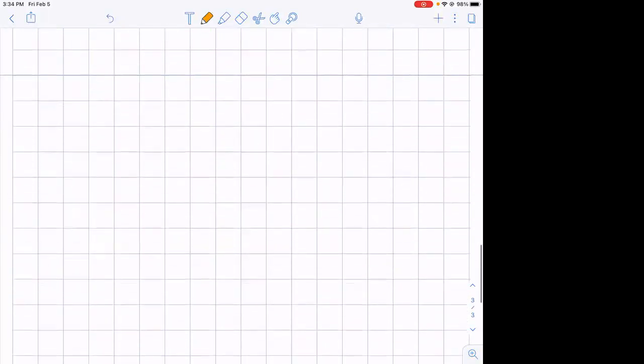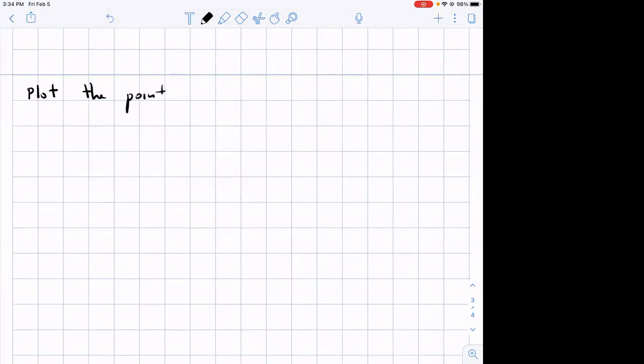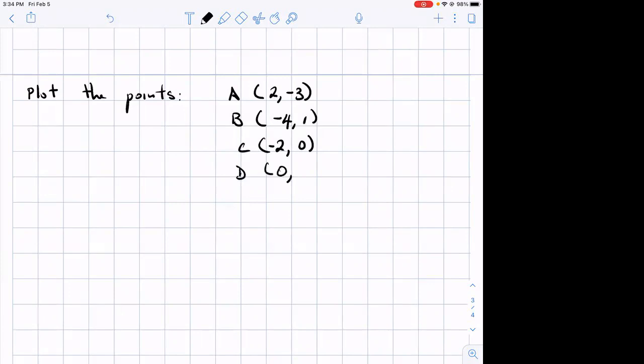Likewise, we can look at some more examples. Plot the points. I'm going to give you a bunch of them. The point A is 2 comma negative 3. The point B is negative 4 comma 1. The point C is negative 2 comma 0. The point D is 0 comma negative 4.